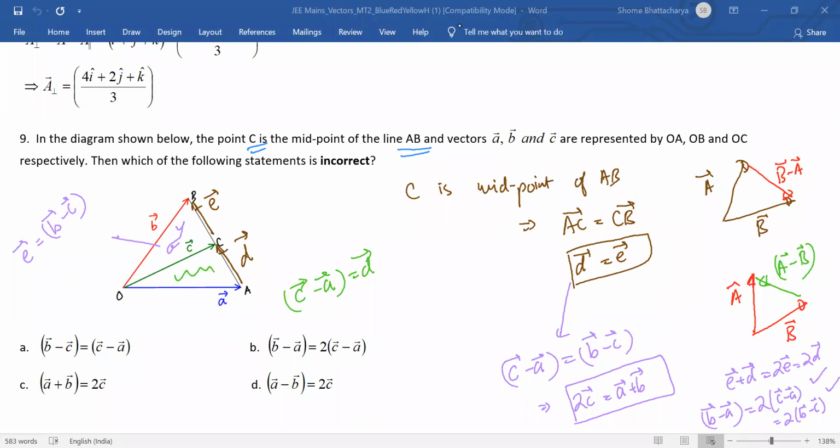Okay, so hope this question is clear, people. Yeah, D is incorrect.